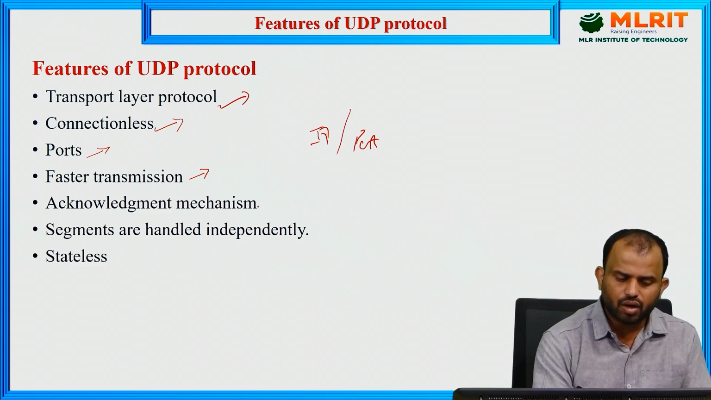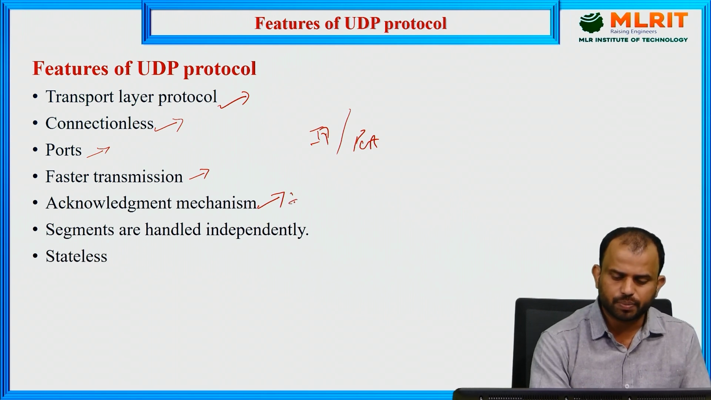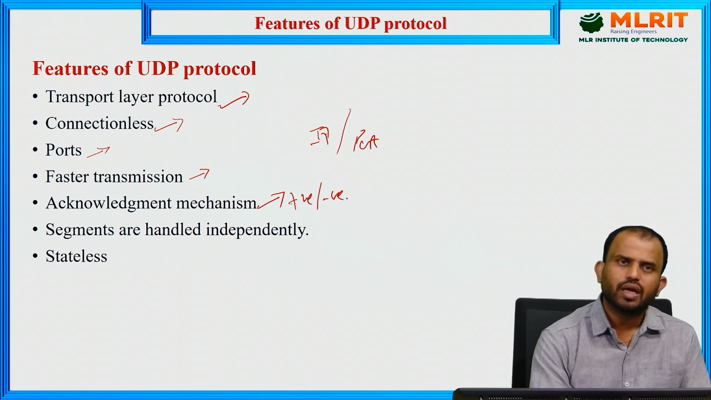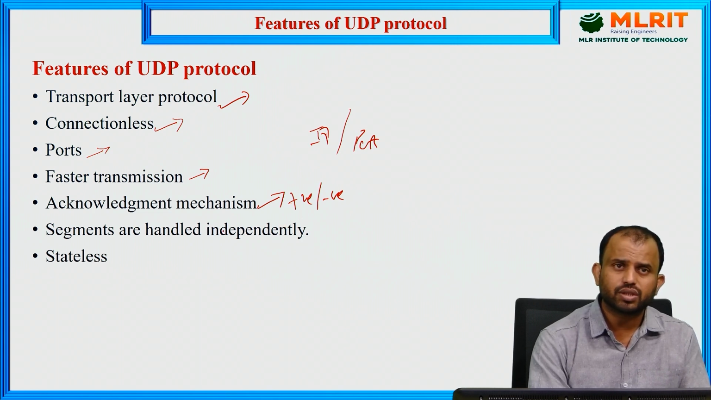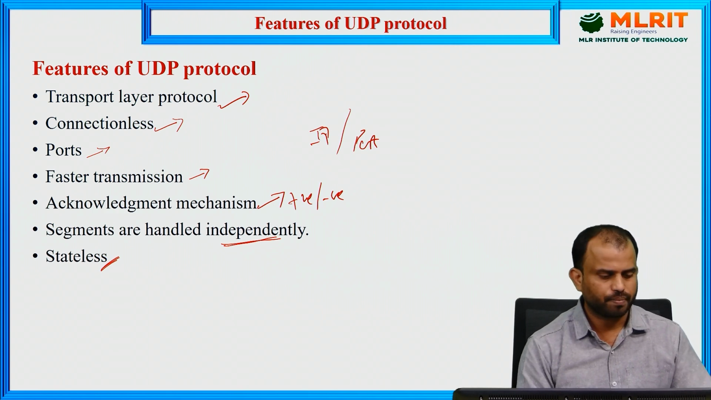We also have an acknowledgement mechanism, which means whether we go for a positive acknowledgement or a negative acknowledgement. That kind of acknowledgement mechanism is also involved in this UDP protocol. And these segmentations are handled independently. We can handle segmentations very easily, and this has a stateless mechanism.